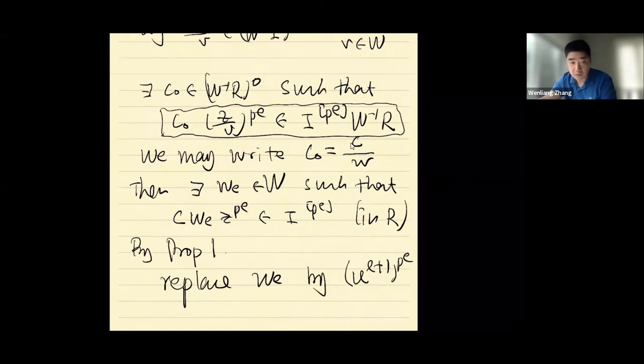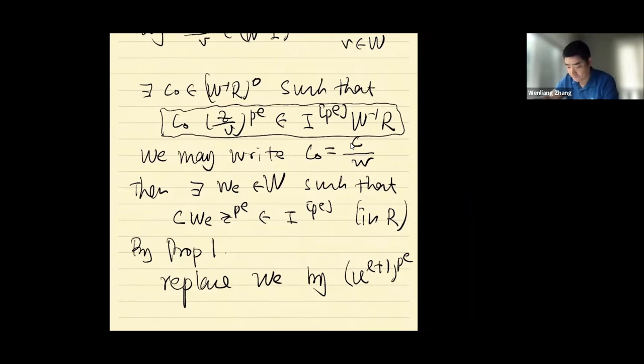Because W, predominantly, I'm looking at a colon ideal. That colon ideal is I to the bracket P to the E colon with WE. That will be the union over all W of the colon ideal I to the bracket P to the E colon with W. And the proposition said there's one very special U that captures all the colon, and that is U to the L plus one to the P to the E.